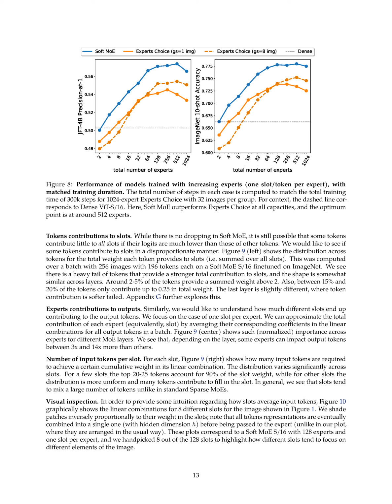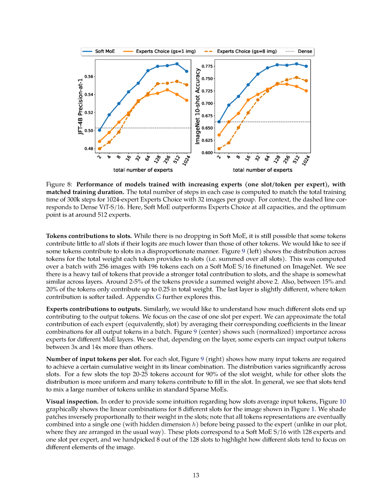To give you a better understanding of how slots average input tokens, we visually represented the linear combinations for 8 different slots for a given image. We shaded patches inversely proportionally to their weight in the slots. Note that all token representations are eventually combined into a single one before being passed to the expert. These plots correspond to a SoftMoE S16 with 128 experts and 1 slot per expert, and we selected 8 out of the 128 slots to illustrate how different slots tend to focus on different elements of the image.